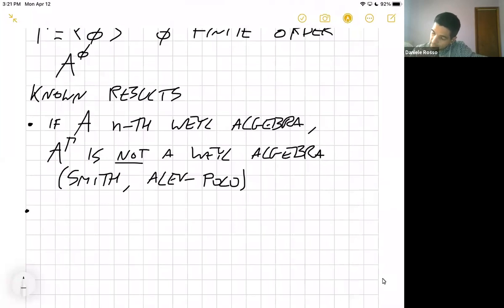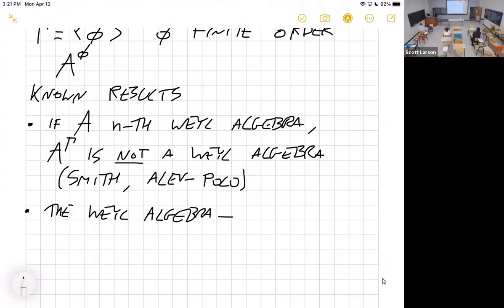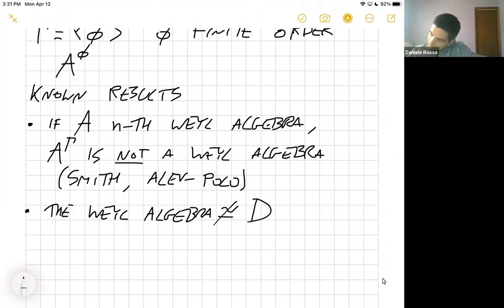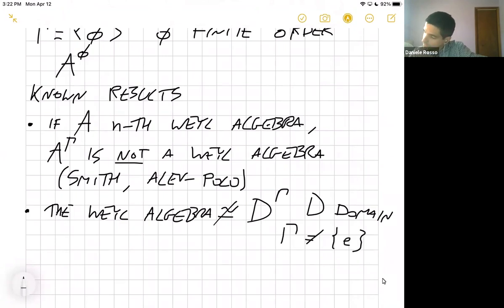In fact, there are even more specific results: the Weyl algebra is not isomorphic to the fixed ring of anything. I should be a little more specific here. It's not isomorphic to D upper gamma if D is a domain, non-commutative or commutative, and gamma is non-trivial. This is a result of Tikaradze.